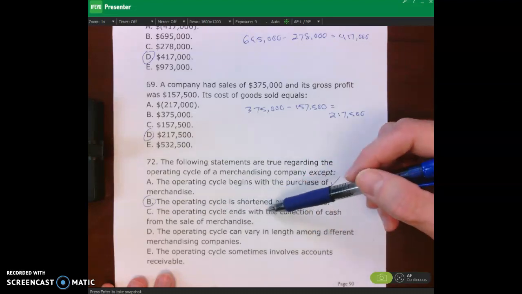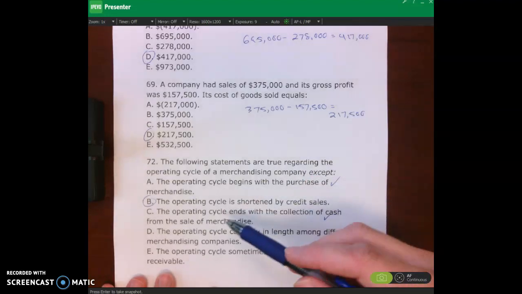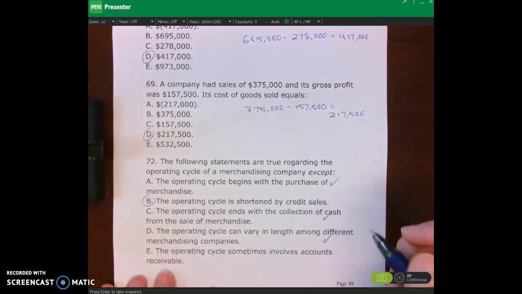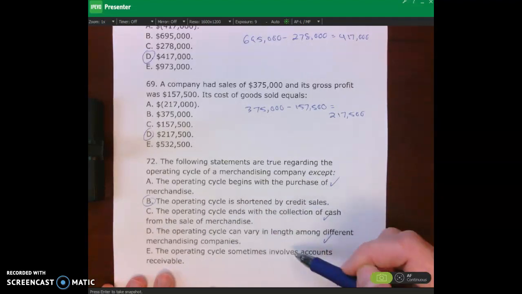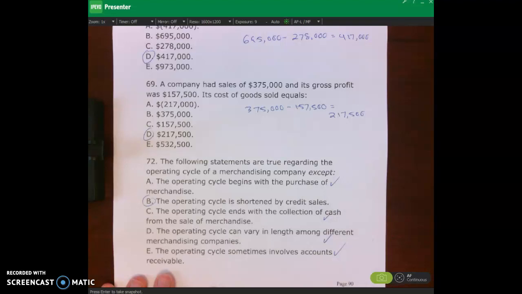The operating cycle ends with the collection of cash. Yes, it does. If you just look back at that figure that we were talking about. The operating cycle can vary in length. Yes, it can. The operating cycle sometimes involves accounts receivable. Yes, if we have credit sales. Okay? All right, let's go on and look at page 91 of your course pack, okay?